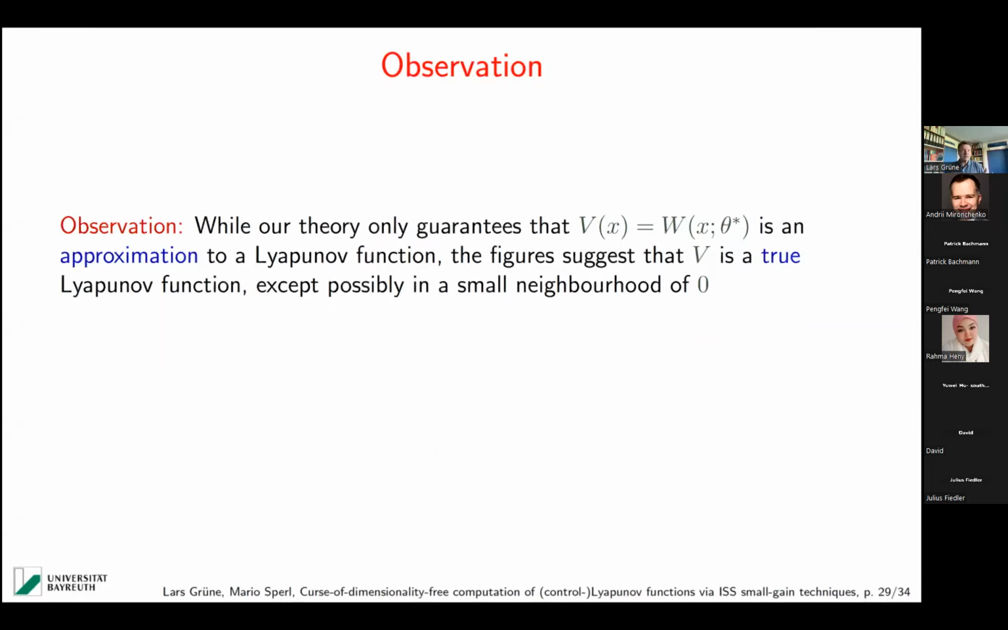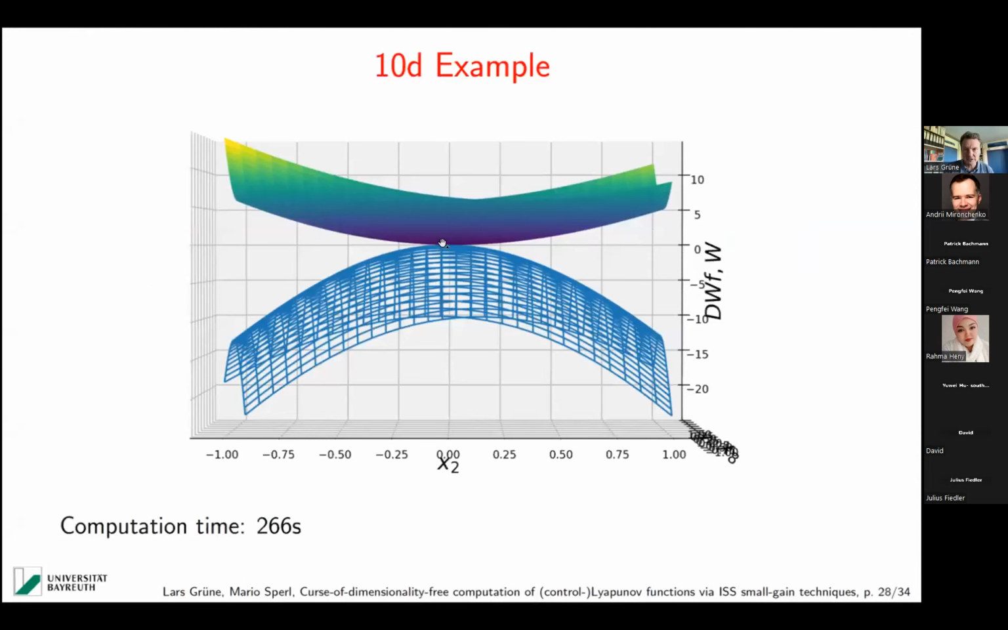And what is interesting is that while our theory does not guarantee that we really get a Lyapunov function, we only get an approximate one. The figures suggest that this is really a true Lyapunov function, except maybe in a small neighborhood of 0. So we can't be that sure here whether it's really completely okay, but everywhere else this is really fine.